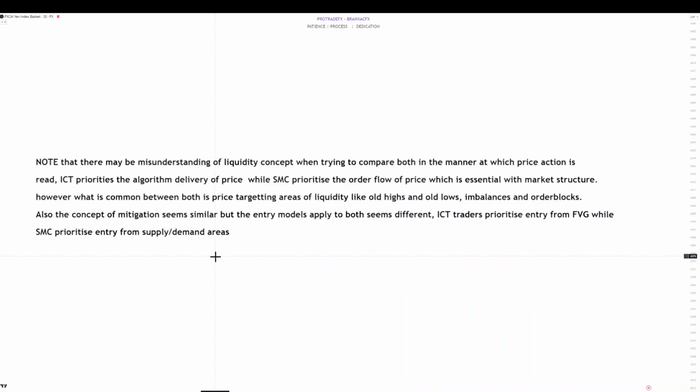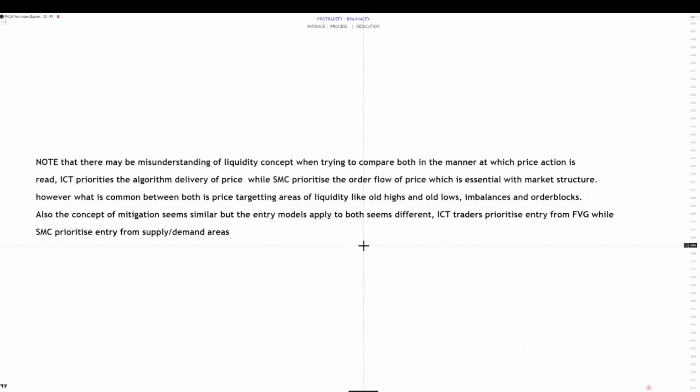However, what is common between both is price targeting areas of liquidity. You have to understand that what both kinds of traders tend to look for is areas of liquidity. Where exactly is price going and how do they capitalize on this price movement? So in ICT, you can talk of the old highs, the old lows, the fair value gap, the inefficiencies, and all of those things. Fair value gap is also a term for inefficiency, the inefficient delivery of price. So in cases where we have inefficient delivery of price, you can always wait for price to trade back into those areas to fill orders.